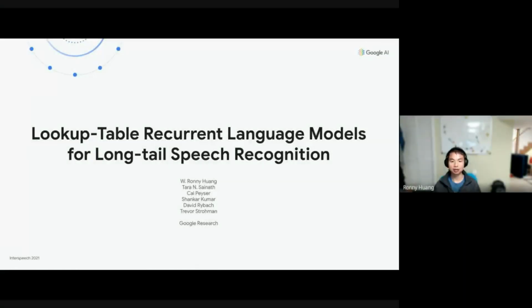I'll talk about Lookup-Table Recurrent Language Models for long-tail speech recognition, a new architecture for language models that scales well. My name is Ronny. I'd like to thank Tara, Cal, Shankar, David, and Trevor for this research.